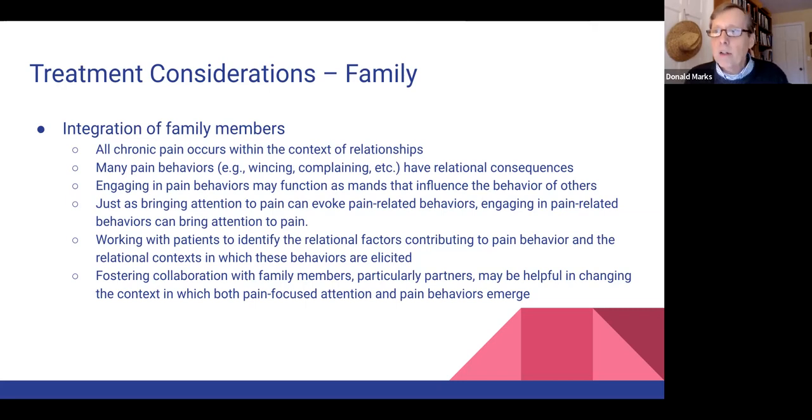And then we can actually involve family members in treatment. And I found this to be especially effective in working with individuals to involve couples, to involve partners, if possible. Certainly, if you're working with adolescents, you could involve other family members, but working with young adults, it can be really, really helpful to involve some of the people that they live with, including their partners, to examine how pain-focused attention is functioning in the relationship.